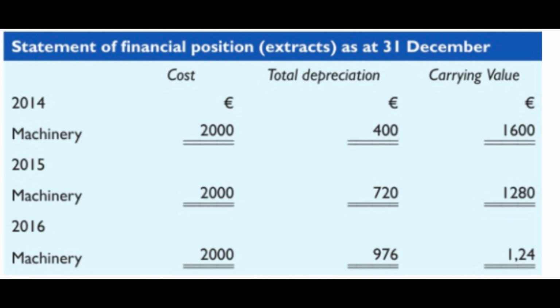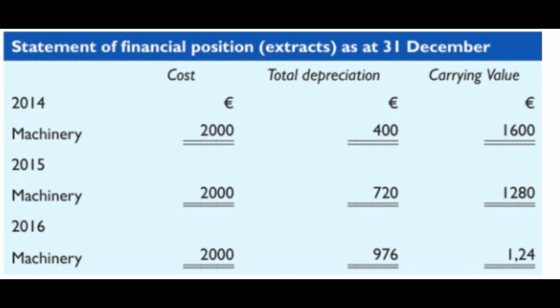All right, now we are going to take a look at how you will record the amount for depreciation in the income statement extract and the statement of financial position extract. And this is what it would look like. As you can see here in the image, in the statement of financial position, the asset and the total depreciation are shown under the non-current asset section, whereas the asset, that is the machinery, is always shown at the cost price, which is 2,000 euros as per our example.